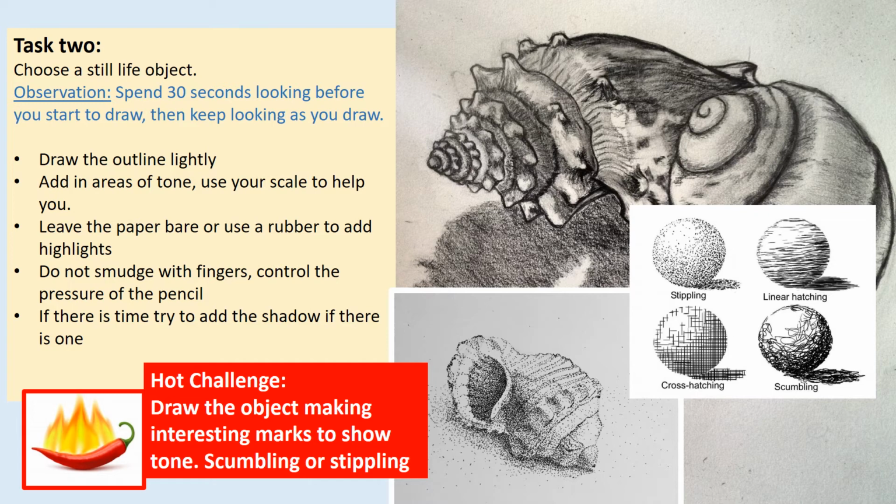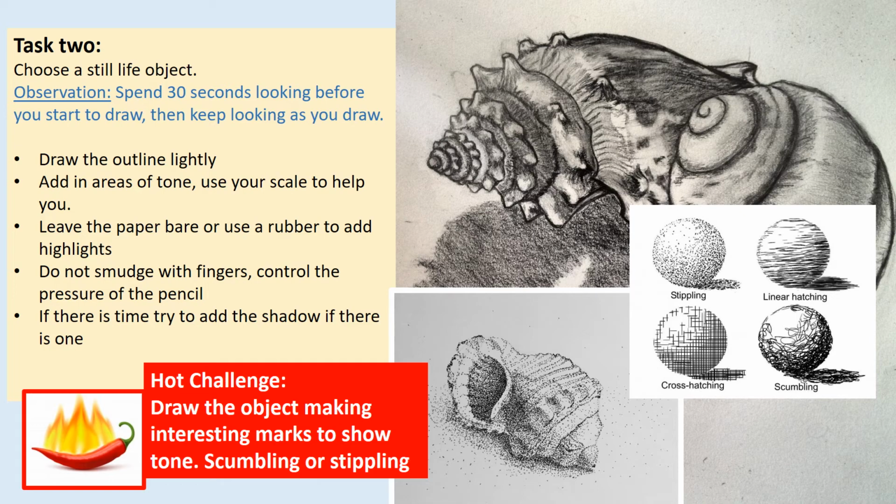Spend 30 seconds looking before you start to draw. Then keep looking as you draw. Artists always spend more time looking at the object than they do actually drawing. Generally, you will find that if you spend more time with your head down looking at your paper, your drawing is more likely to become inaccurate as you start drawing what's in your head rather than what you can actually see in front of you.